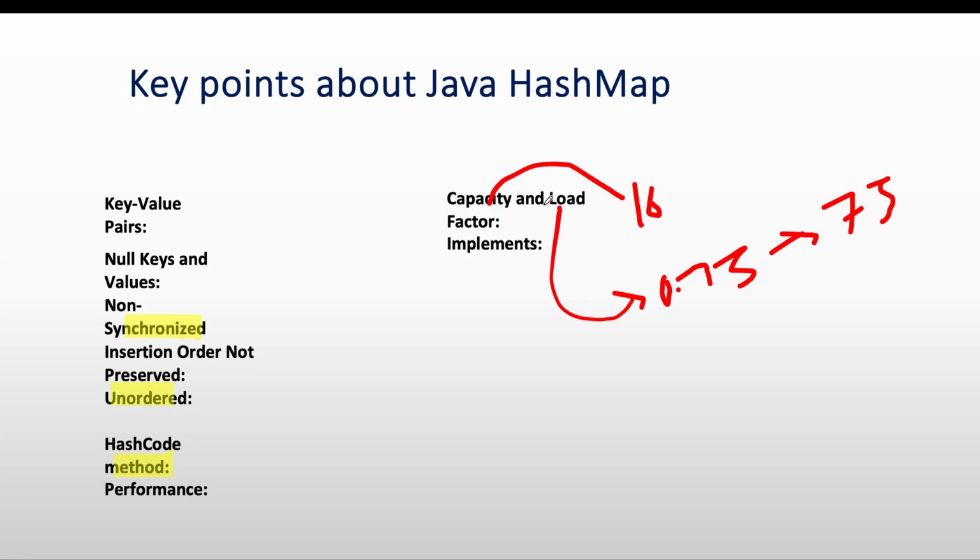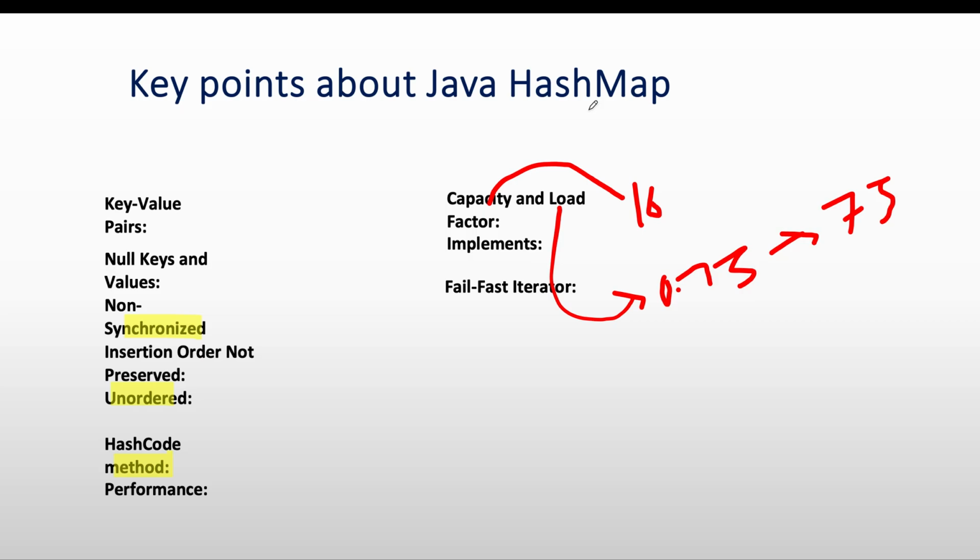Next important point is the implementation. We know that hash map is an implementation class of the Map interface, but we also know that it is not a direct implementation of the Map interface, right? Because internally it extends AbstractMap, and AbstractMap implements the Map interface. That's what we have seen in our previous video.